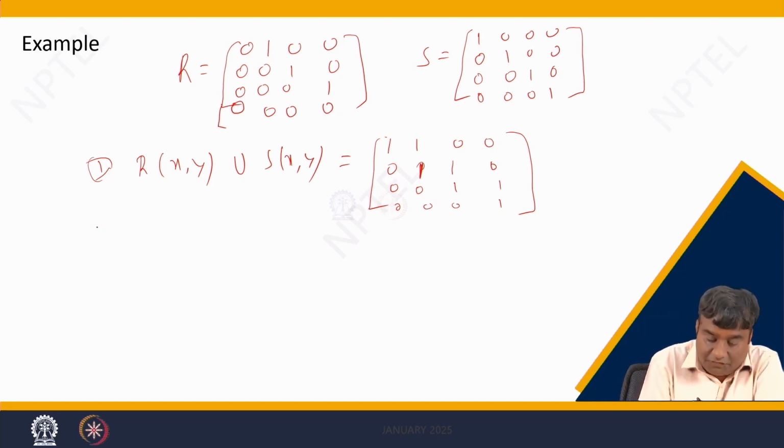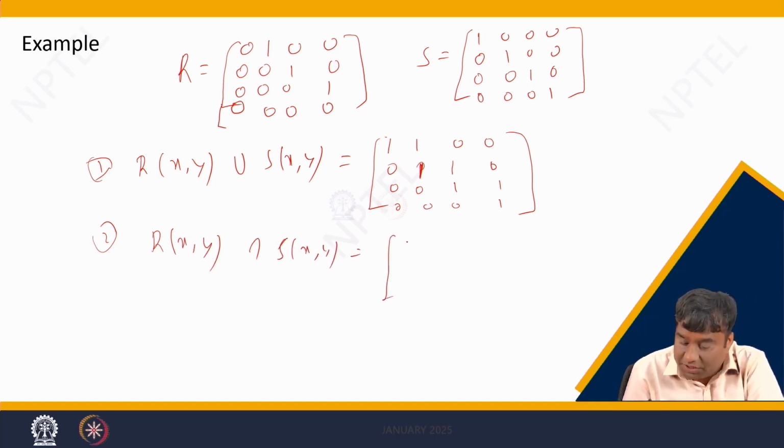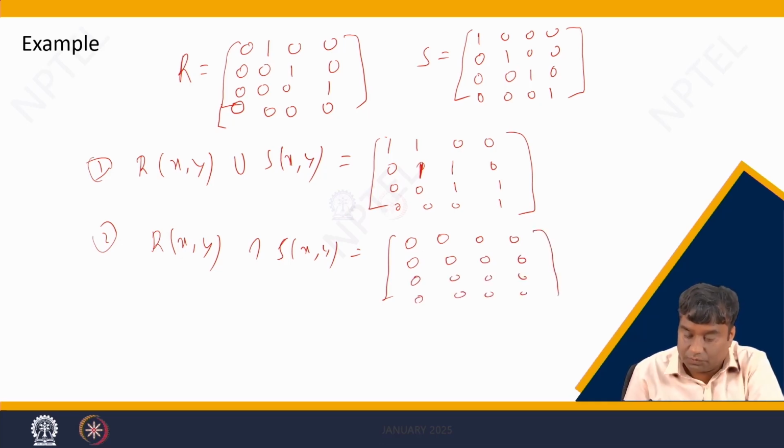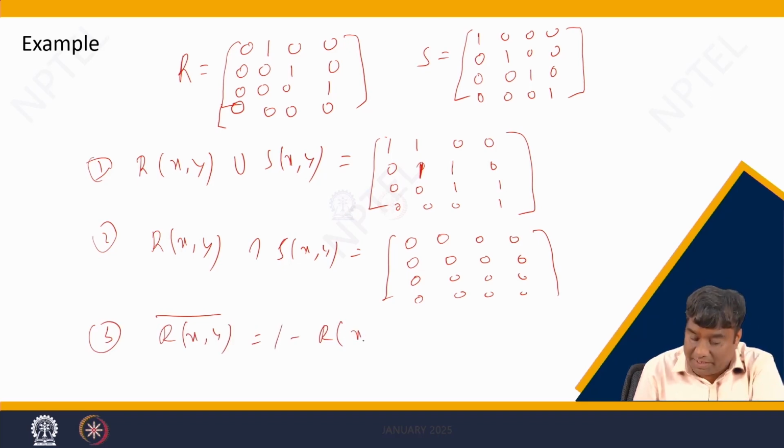Similarly, if you try to find R intersection S, x y, that should be the minimum. So minimum is 0, minimum is 0, minimum is 0, 0. Also minimum 0, minimum 0, 0. So you can write the complement of R as 1 minus Rxy.